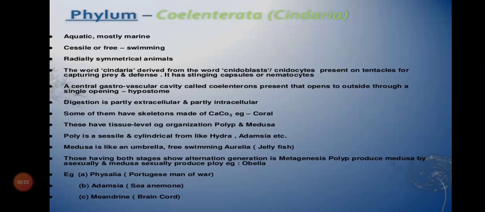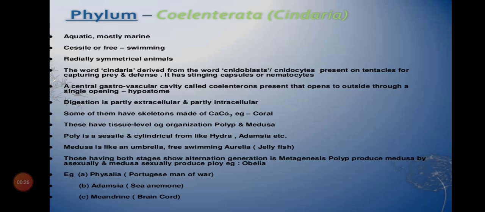Welcome back, children. Next, we'll move on to the second phylum, Coelentrata. What is the other name for Coelentrata? Cnidaria. Okay, Cnidaria. The spelling was given wrong. Cnidaria, Coelentrata or Cnidaria. C is silent here. And here also, first we'll see the general characteristics.